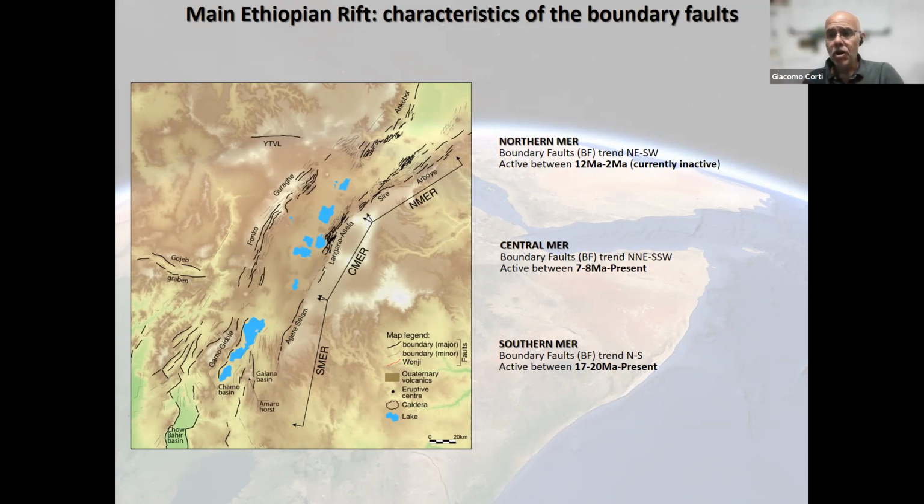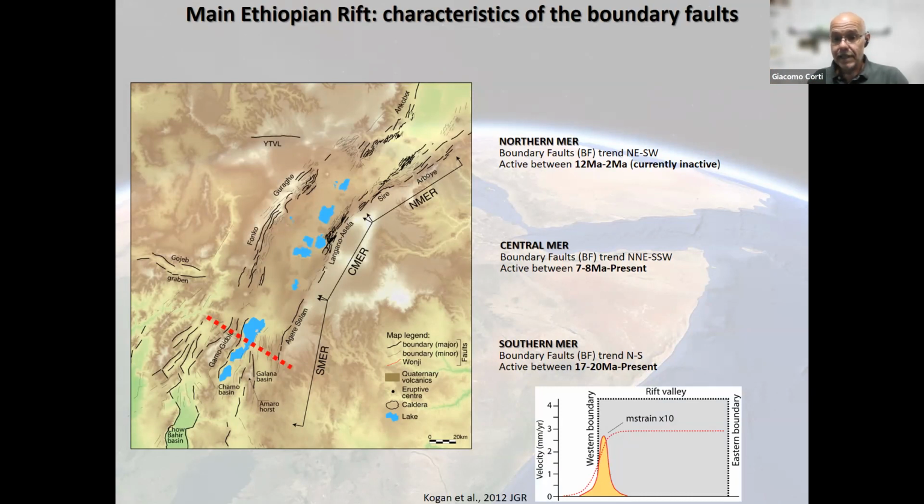Going back to the architecture and the timing of development of these large boundary faults, we have a transition from the southern part of the rift, where the large boundary faults probably started to form at around 17 to 20 million years ago. Their trend is north-south, to a different trend moving northwards and a different timing of activation.